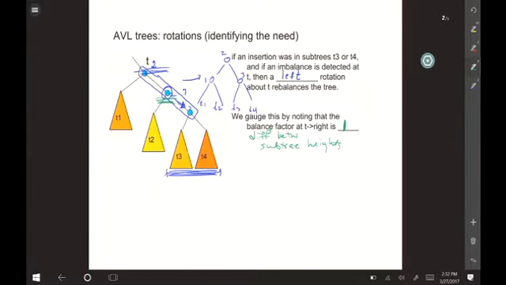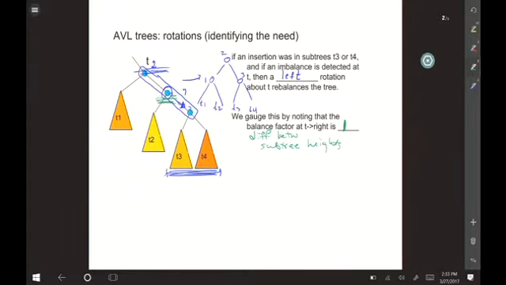So our strategy for diagnosing a straight single left rotation is going to be an imbalance of 2. Furthermore, a balance factor in the right subtree of 1, so a difference in heights of 1. So a 2 and a 1, okay, and that'll give us a left rotation.